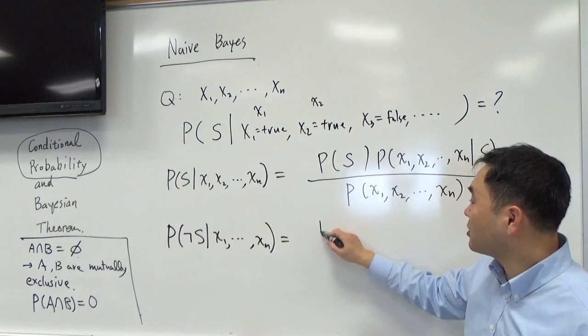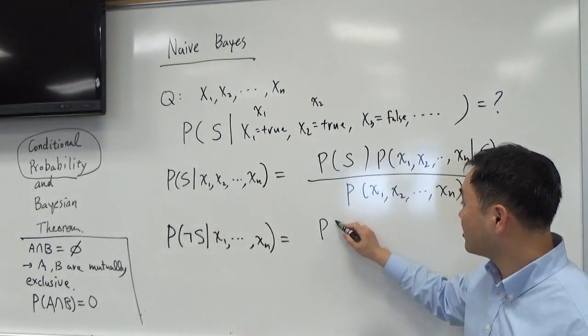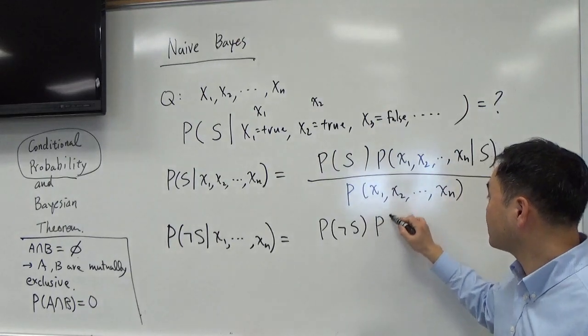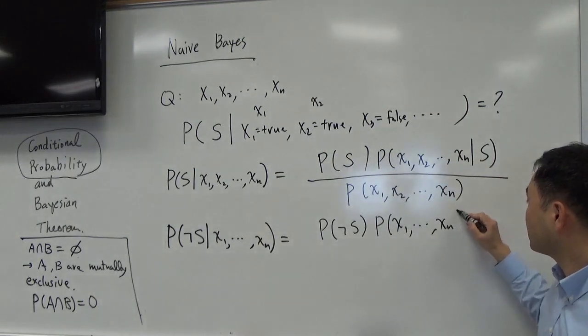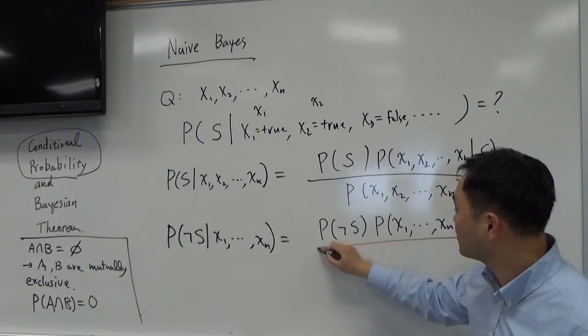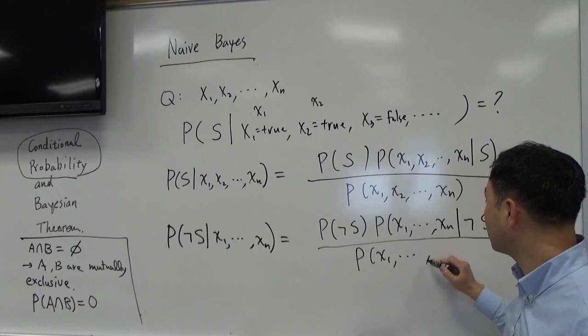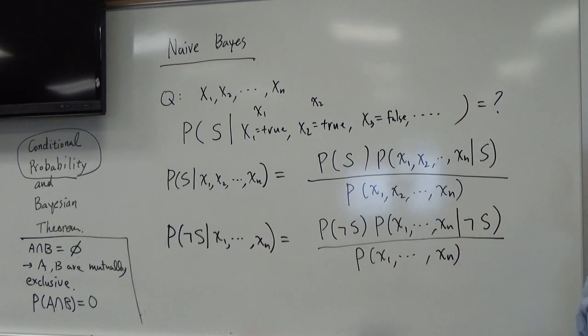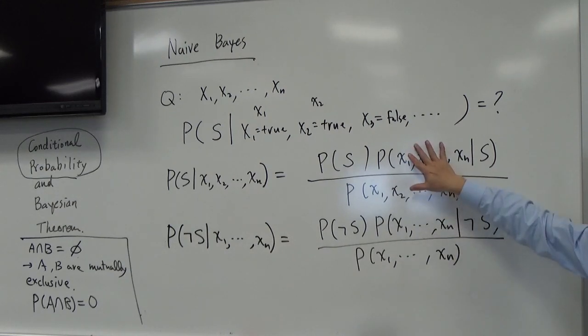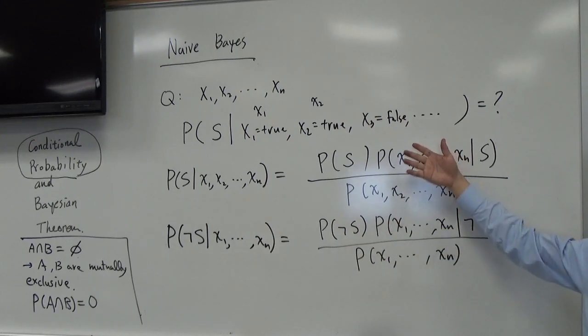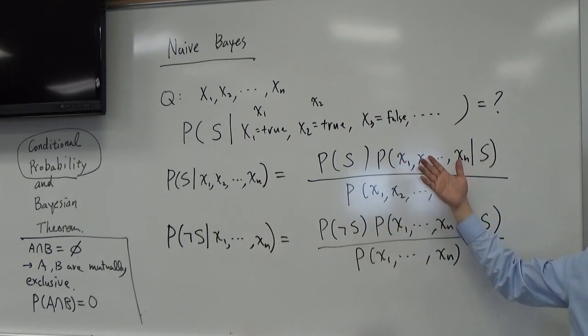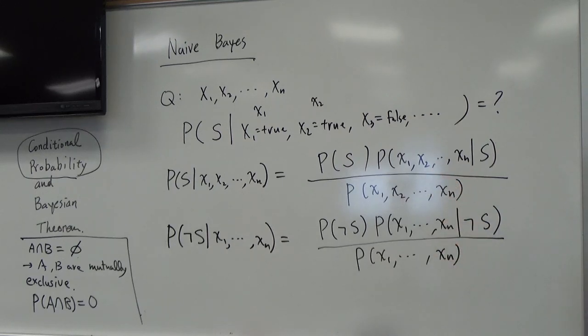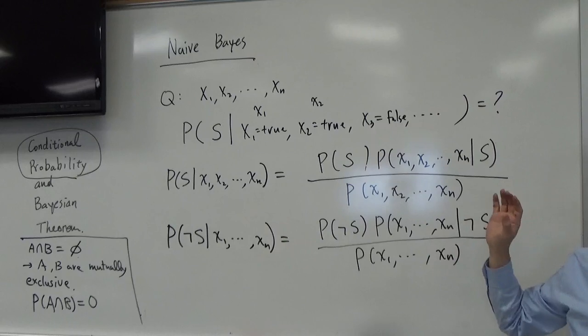Okay, and then if I apply the same rule with not S, the way we are going to classify an email as spam or not is: if this value is bigger than this, then it's spam. If this value is bigger than this, ham. That's basically the idea. But look at this. They have the same denominator, right? So that means you only need to know the top and top.